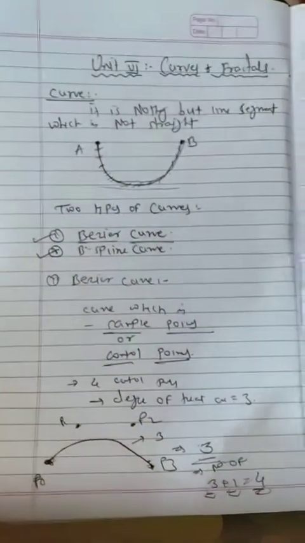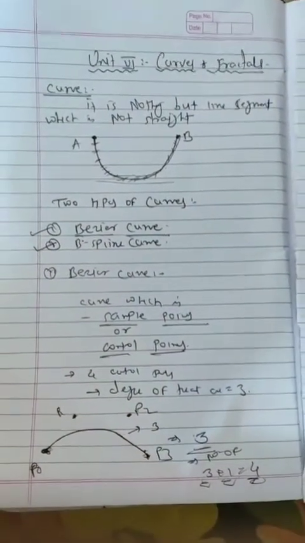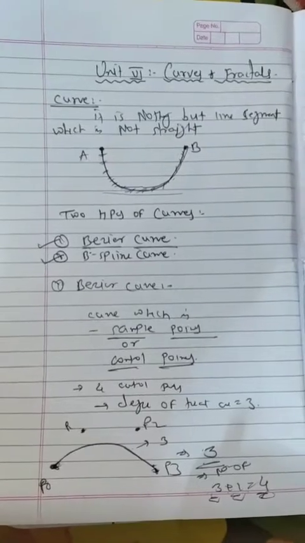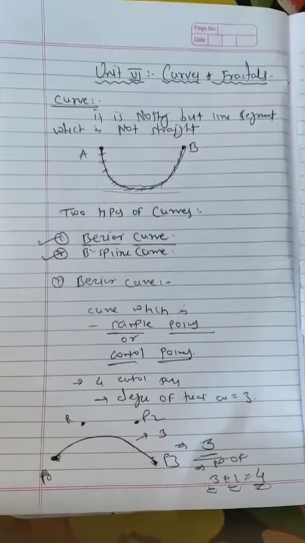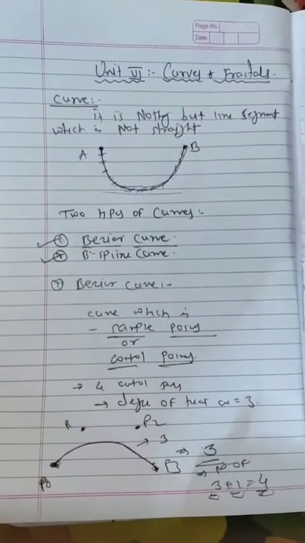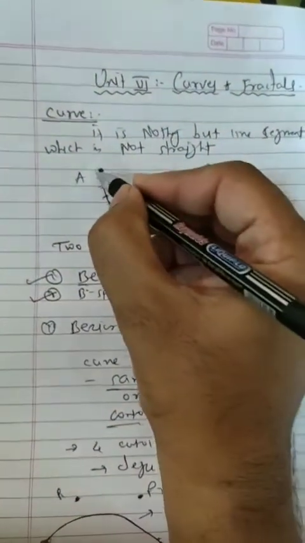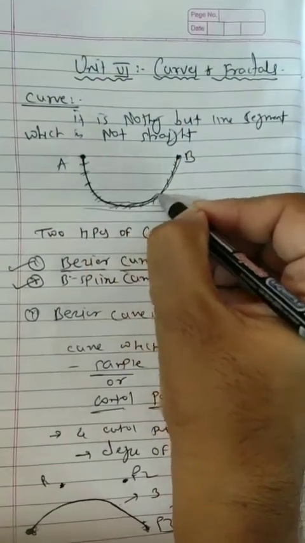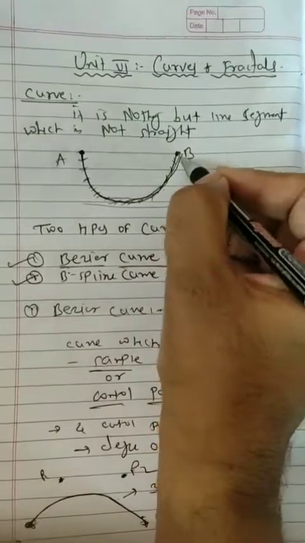Dear all, today we start with our 6th unit, curves and fractals. What is meant by curve? A curve is nothing but one line segment, and that line segment is not straight. For example, this is one of the curves between the end points A and B.